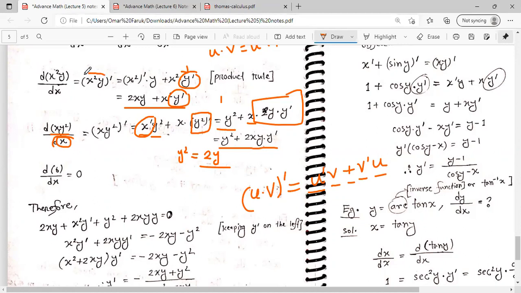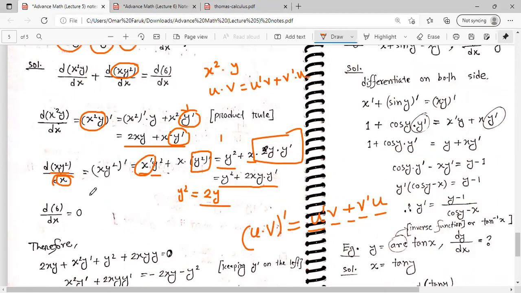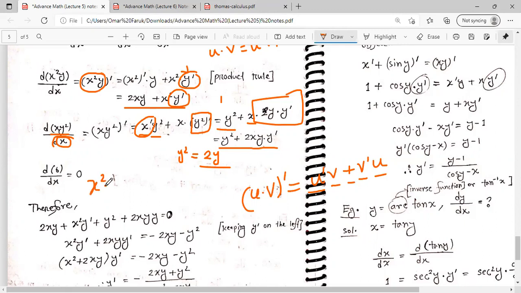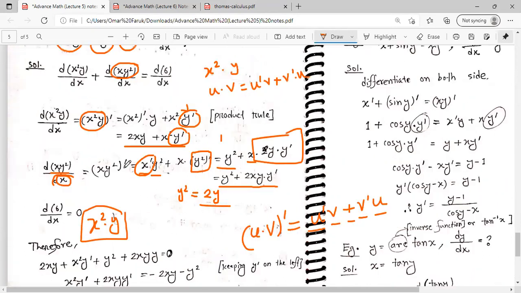So here you can see x square y. So x square and y are multiplied. The x square is multiplied by y, okay? So we can use the product rule here. Derivative of the first function and we keep the second function, plus derivative of the second function and we keep the first function. So now the derivative of x square will be 2x. This is 2x. And this y, we just put it here. And this is plus x square and derivative of y.